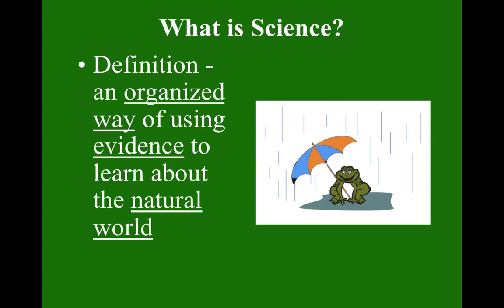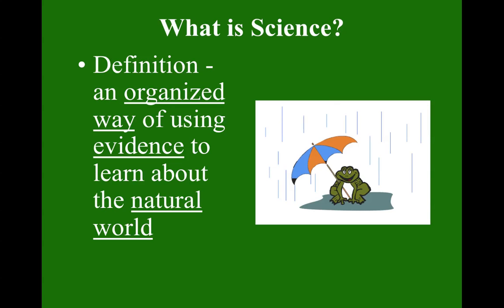And this word, organized, is very important, the organized way. We have to be organized in science. Without organization, a lot of the different things within science actually would not take place. Evidence is also very crucial in science. We call this data, and data is actually what drives our scientific discoveries. And the natural world. In other words, we are looking at things that actually exist in the world that we experience, not like the world of science fiction like Star Wars or Star Trek.